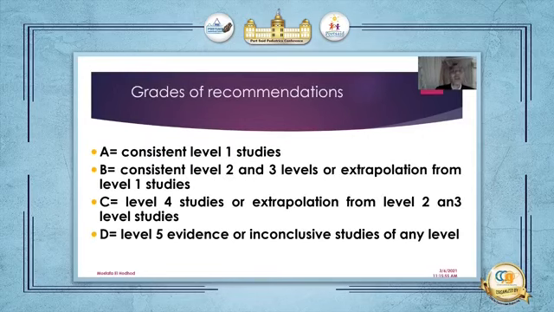So from these, you can go to grades of recommendation. If you have results of type 1 studies that are consistent, giving the same or near results, this is the grade of recommendation called A. Grade B: consistent level 2 and 3 studies, or extrapolation from level 1 studies if level 1 studies are not consistent. C: level 4 studies or extrapolation from level 2 and 3. D: level 5 evidence or inconclusive studies of any level.